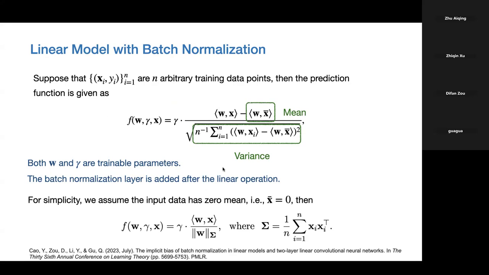And for simplicity, we just assume that the input data itself is already standardized. Okay, and then we assume the input data has zero mean. So after putting x bar to be zero into this formula, we can get a simplified version of the batch normalization activation function, which is here. We first calculate the inner product between W and X and divide it by the sigma norm of W. And here the sigma is defined as the covariance matrix of the data. So compared to the standard linear model, we just do two things. The first thing is we do the normalization using the sigma norm of W. And the second thing is that we add gamma as a scaling parameter that will be trained together with W.